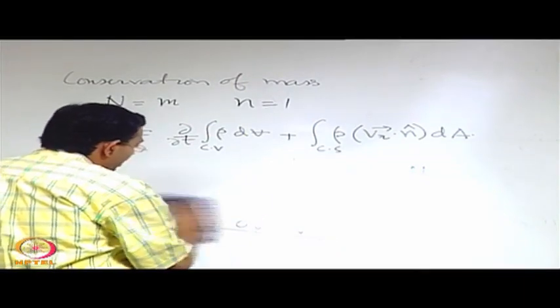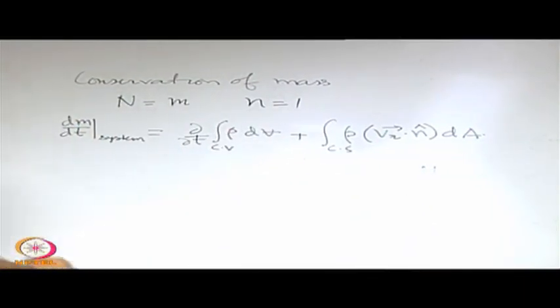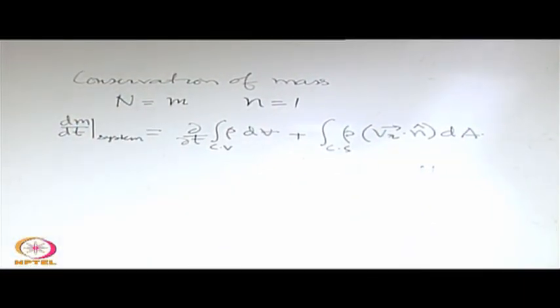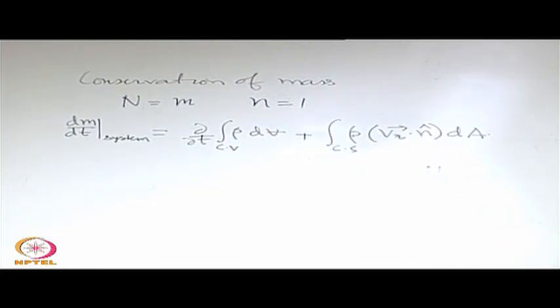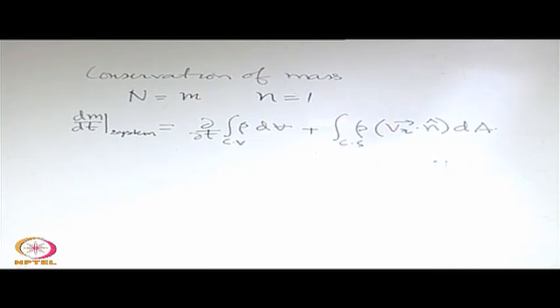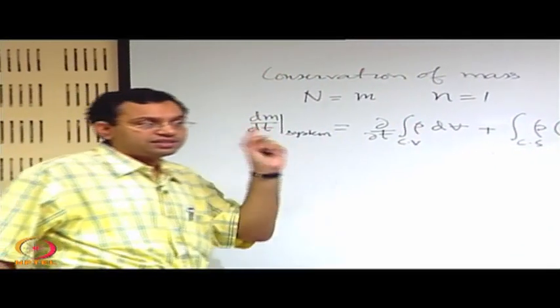Now look into the left hand side. Left hand side represents what? Left hand side represents the time rate of change of mass of a system. What is the definition of a system? A system by definition is of fixed mass and identity.